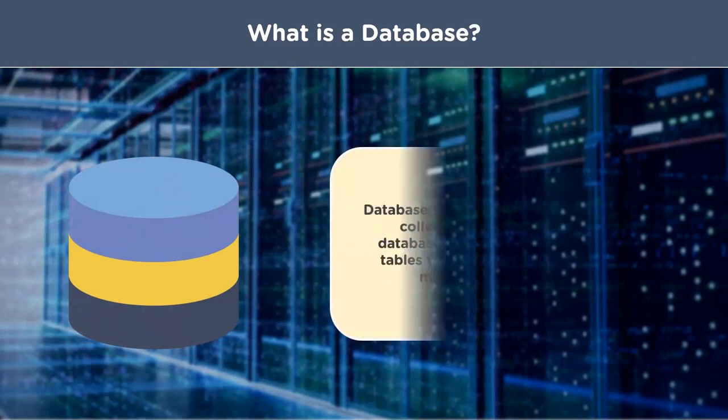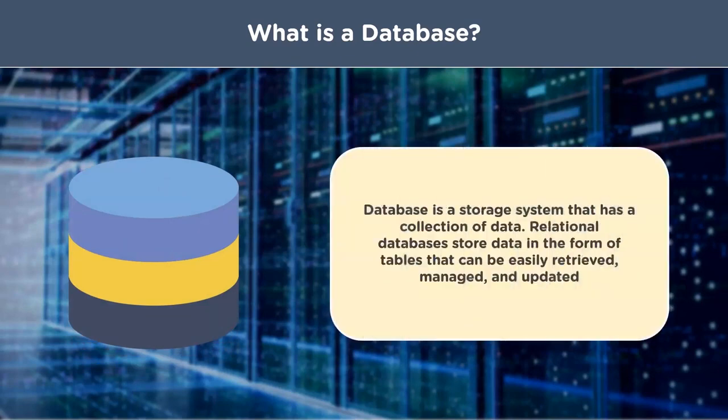According to Oracle, a database is an organized collection of structured information or data that is typically stored electronically in a computer system. A database is usually controlled by a database management system or DBMS. So it is a storage system that has a collection of data. Relational databases store data in the form of tables that can be easily retrieved, managed, and updated. You can organize data into tables, rows, columns, and index it to make it easier to find relevant information.